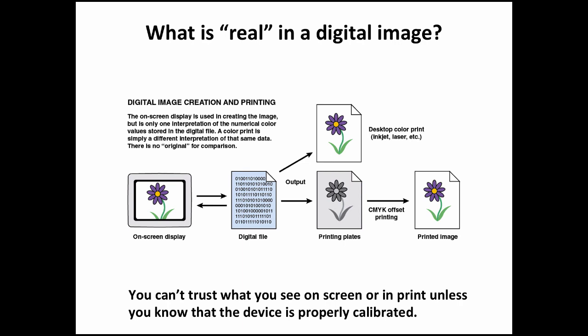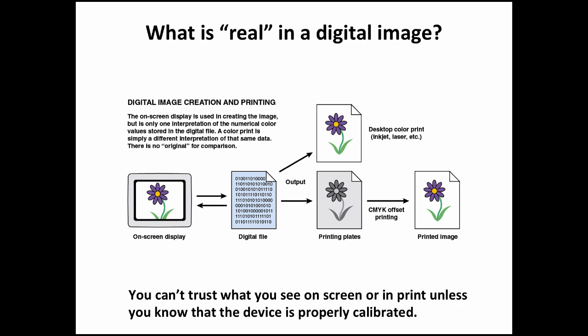Then when you go to print the file, the printer creates a different interpretation of the numerical values within that file. And here in the top right, you can see that you can print the file directly to your own desktop color printer, your own inkjet or color laser printer. That's one interpretation of the file. You can also take that digital file and print it directly to printing plates that are used on a printing press and generate a different printed image.